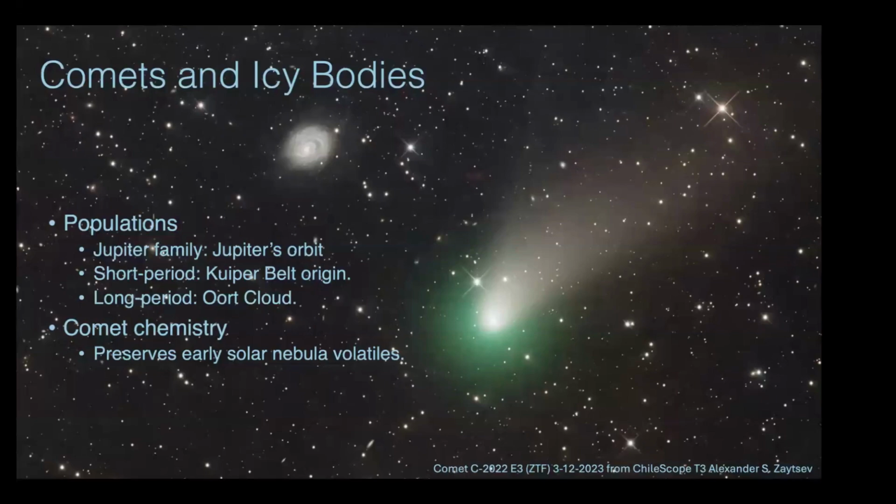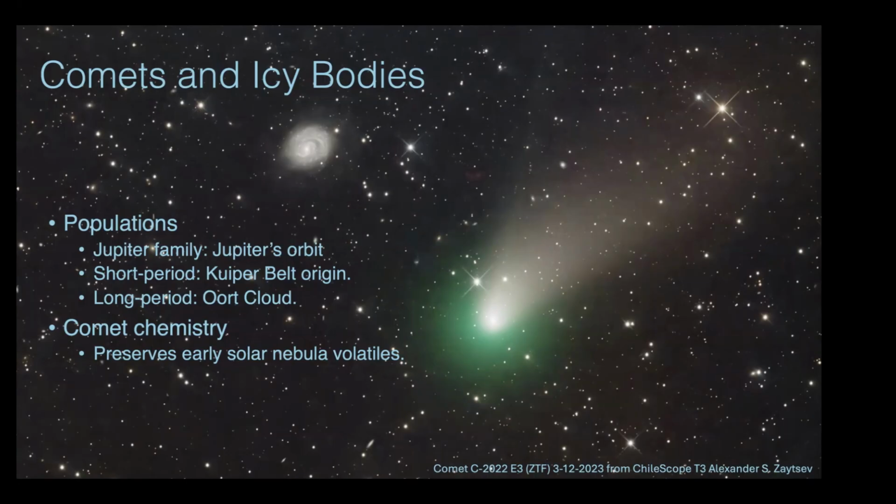And then, of course, we've got these comets and icy bodies. There's Jupiter family comets that are in Jupiter's orbit. There's short period comets which originate in the Kuiper belt. And there's long period comets which originate from the Oort cloud. Halley's Comet, for example, is a Kuiper belt object. It's a short period object, period of like 75 years. That's what we call short period. Long period would be something that has an orbital period of 10,000 or maybe 100,000 years.